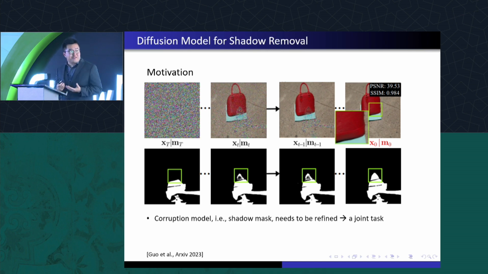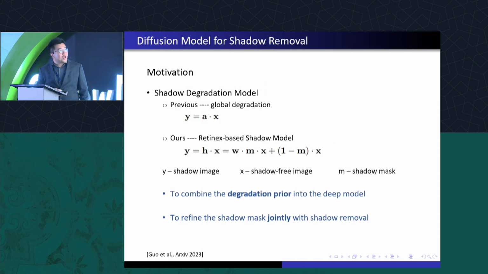That gave us the idea that not only should we try to remove the shadow, we should jointly also refine the shadow mask, because no one can guarantee that this mask is accurate. You have to assume that there's some inaccuracy in the mask estimation in the first place. So we modify the original idea of training a generative model for the shadow-free image alone, and together we combine the degradation prior into this diffusion model. In this case, we jointly refine the mask along with the shadow removal process.